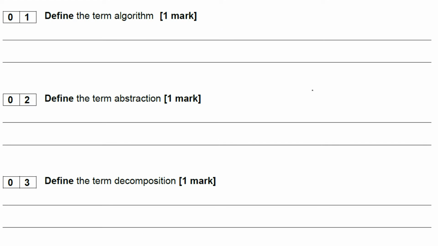The next tip for taking examinations is to be aware of the different command words that are used. Now, define is a popular command word that is used in a lot of exam papers, and it just means specify the meaning. And it also says on there that it's worth 1 mark, this question. This means it's not looking for a big, long answer. It's looking for a very specific, short, sharp answer. So define the term algorithm.